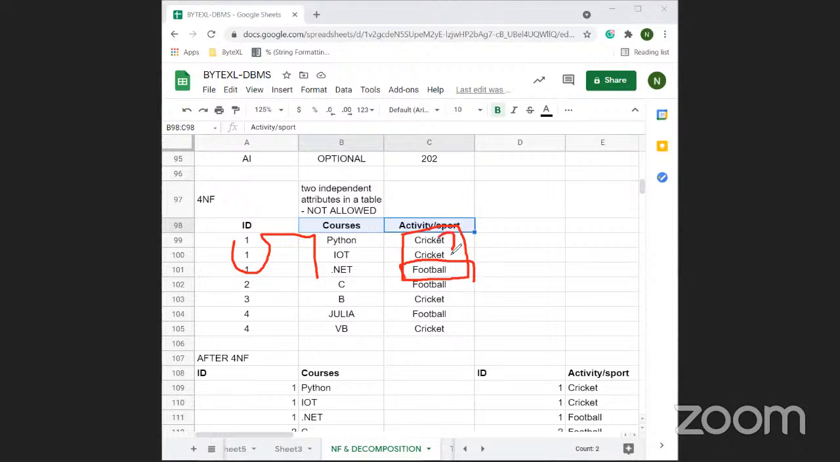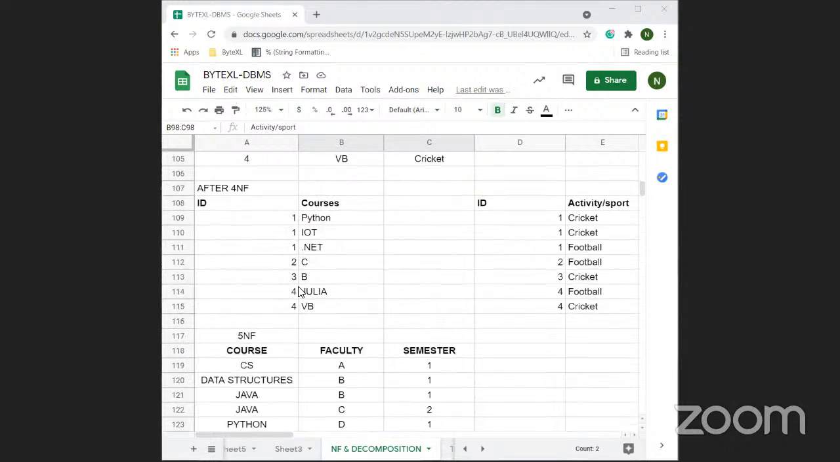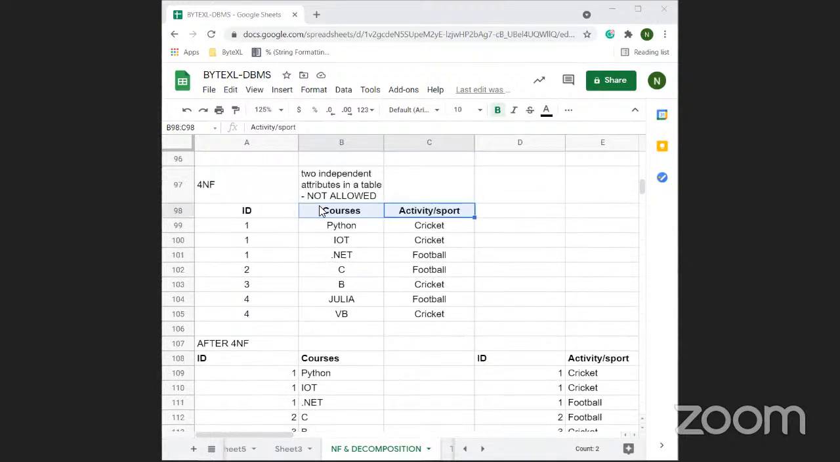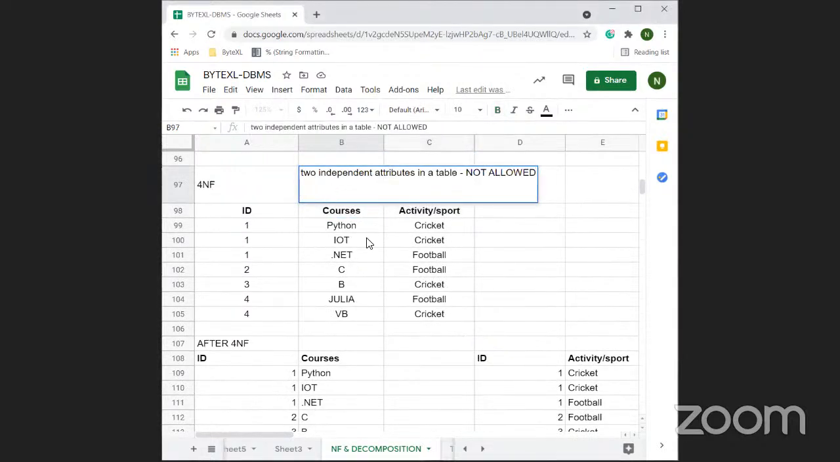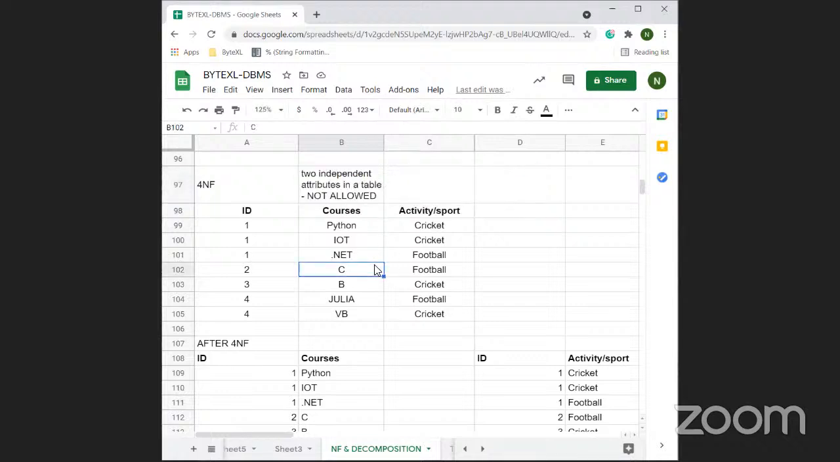We are repeating it. Now fourth normalization means these two are independent attributes. These two you should not keep in one table. If the person is changing the sport he or she is playing, it will be very difficult to change. There is a chance for duplication. So ID and courses in one place, ID and sport in one place. Independent attributes are not allowed in a single table. That you have to keep in mind for fourth normal form.